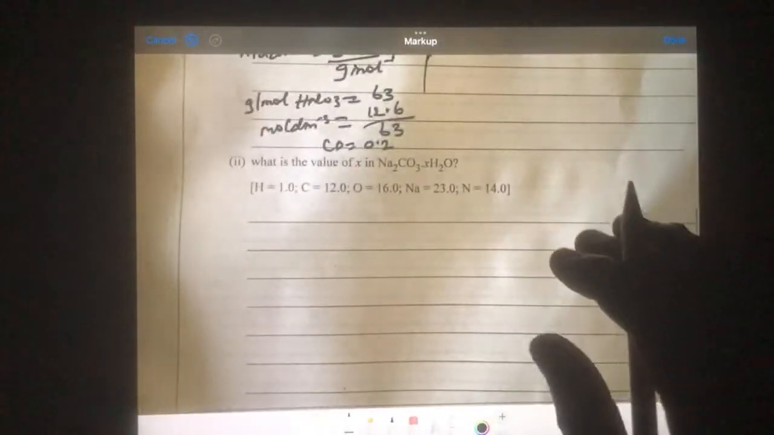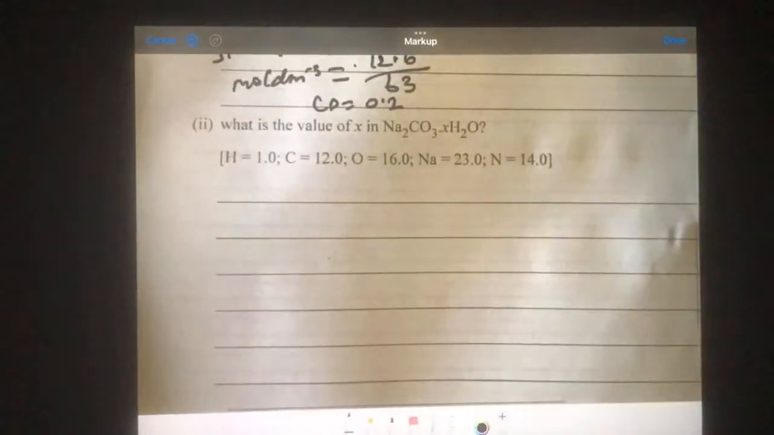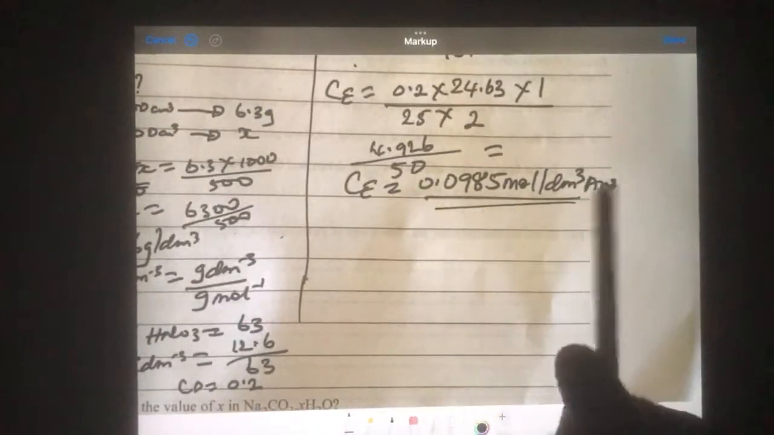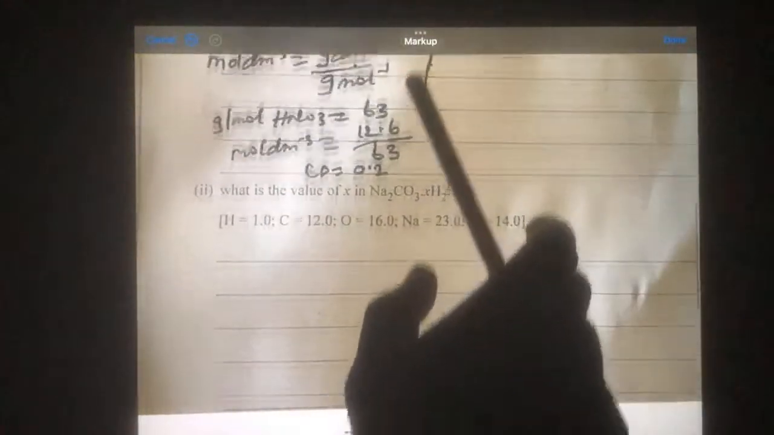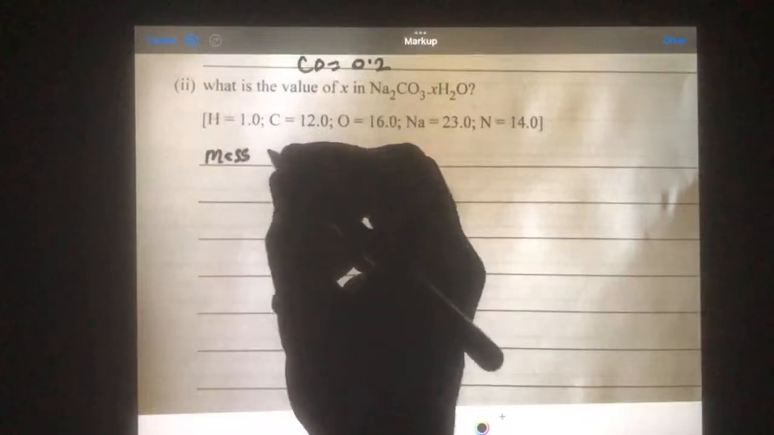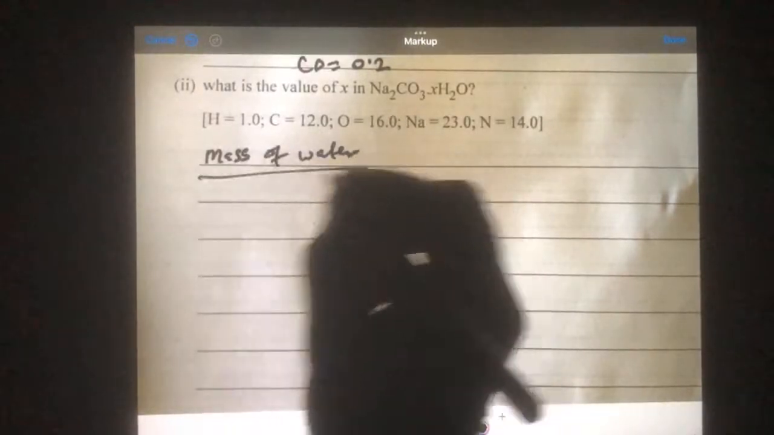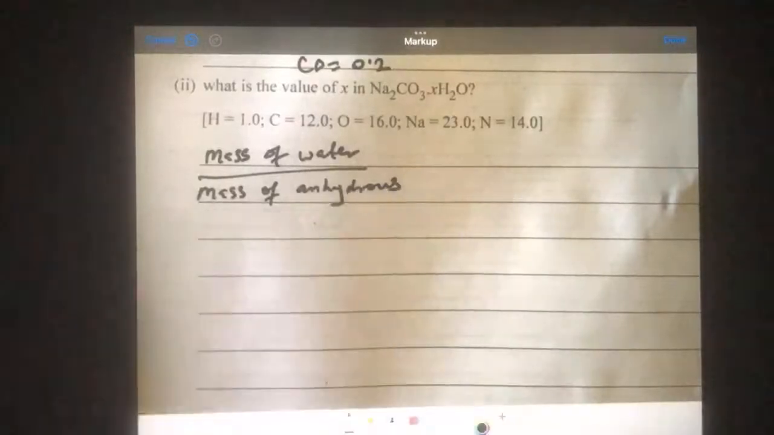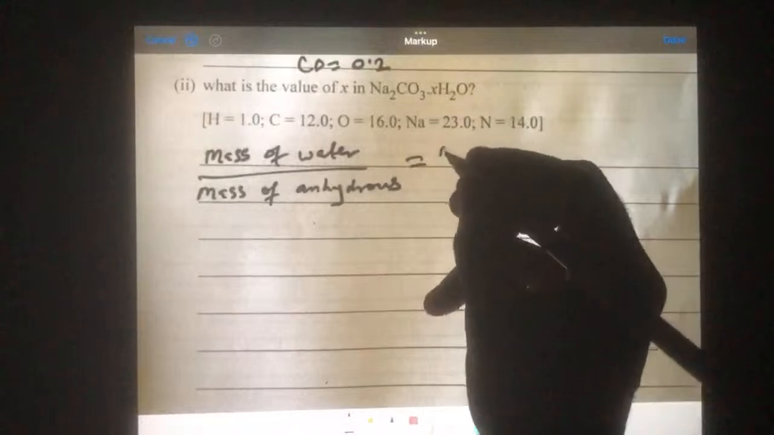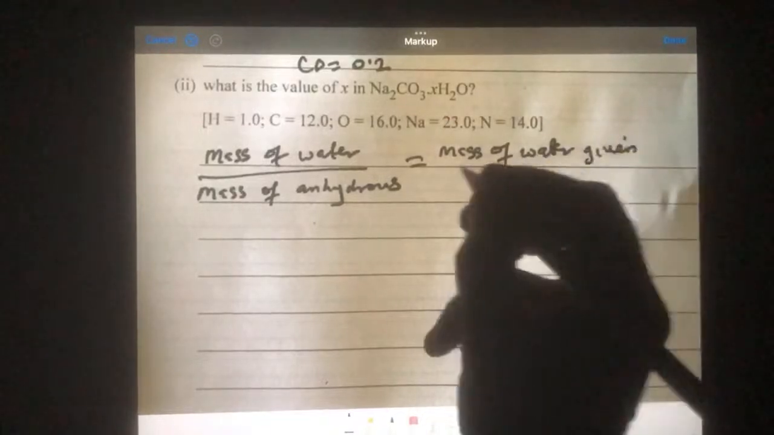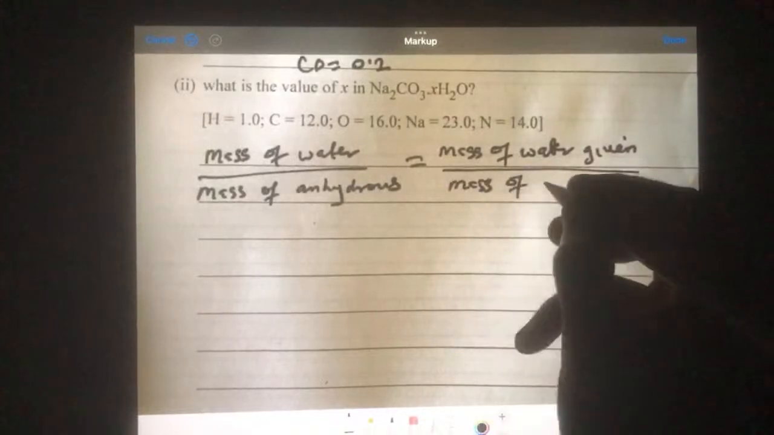This says, what is the value of X in Na2CO3.XH2O? This place will require us to convert this mole to mass. You need to convert the molarity of CE to mass for you to know this. But first of all, the formula we need to use here is mass of water over mass of anhydrous is equal to mass of water given or obtained all over mass of anhydrous given or obtained.